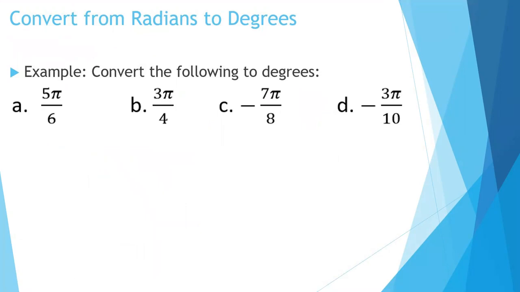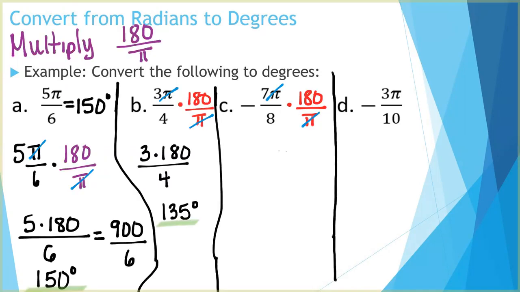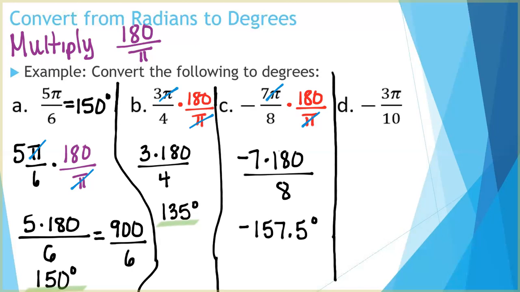Oh, good. All right. So let's go ahead and work through it. Negative 157.5 is the correct answer. So the pi cancels out. So you have negative 7 times 180 divided by 8. And if you type that in your calculator, you get negative 157.5 degrees.